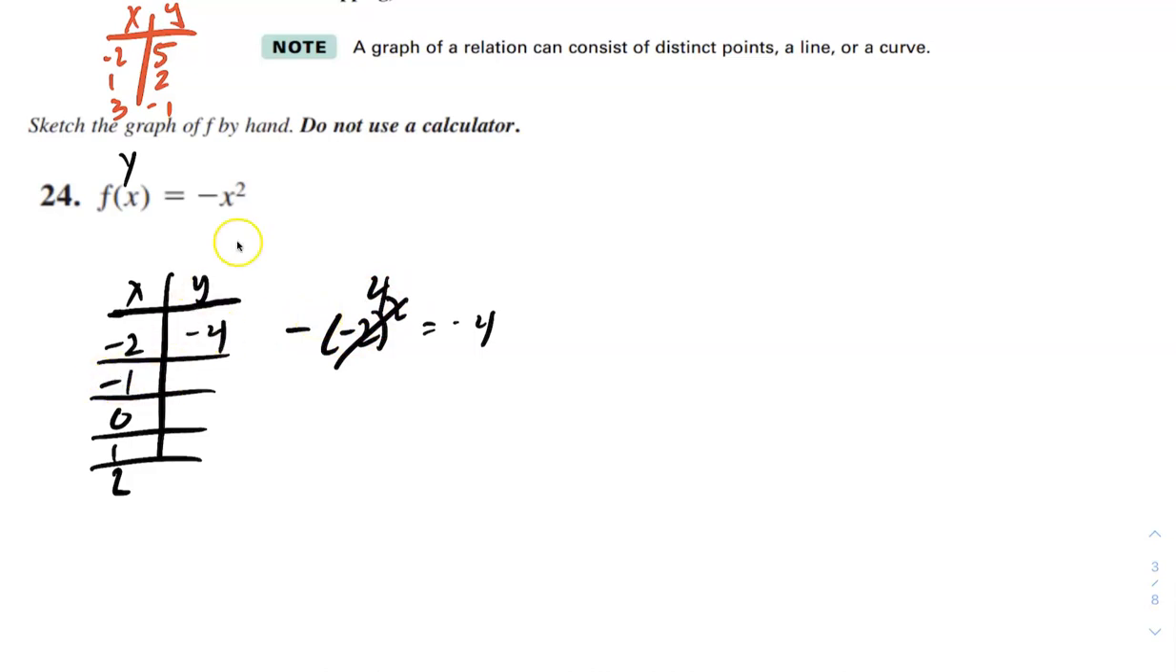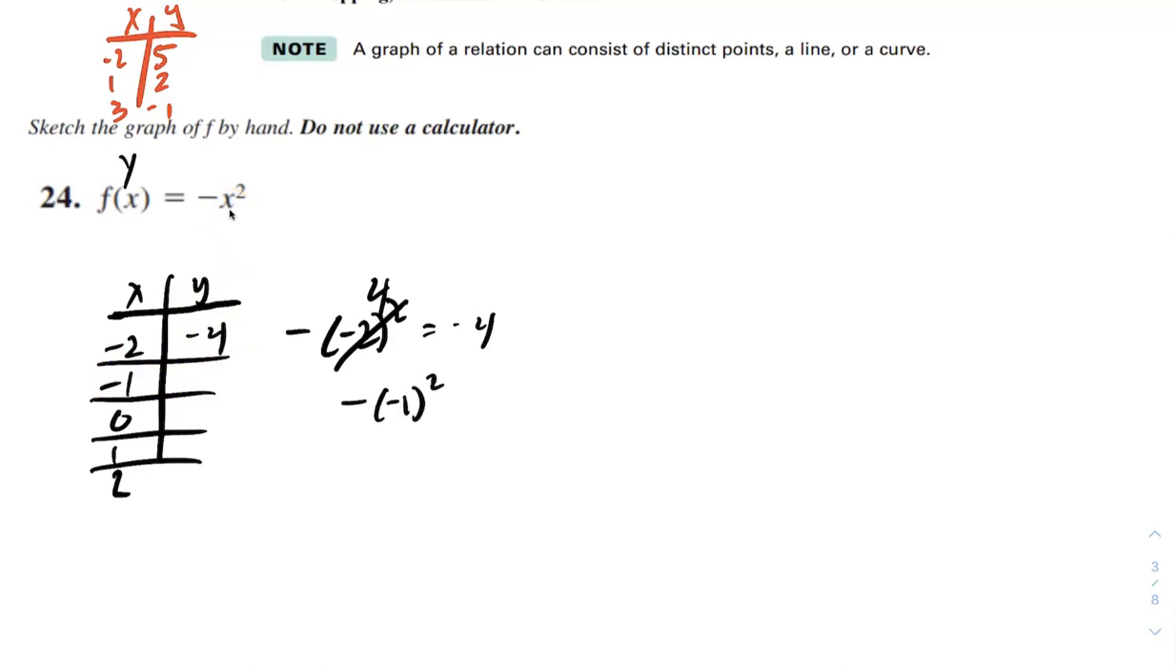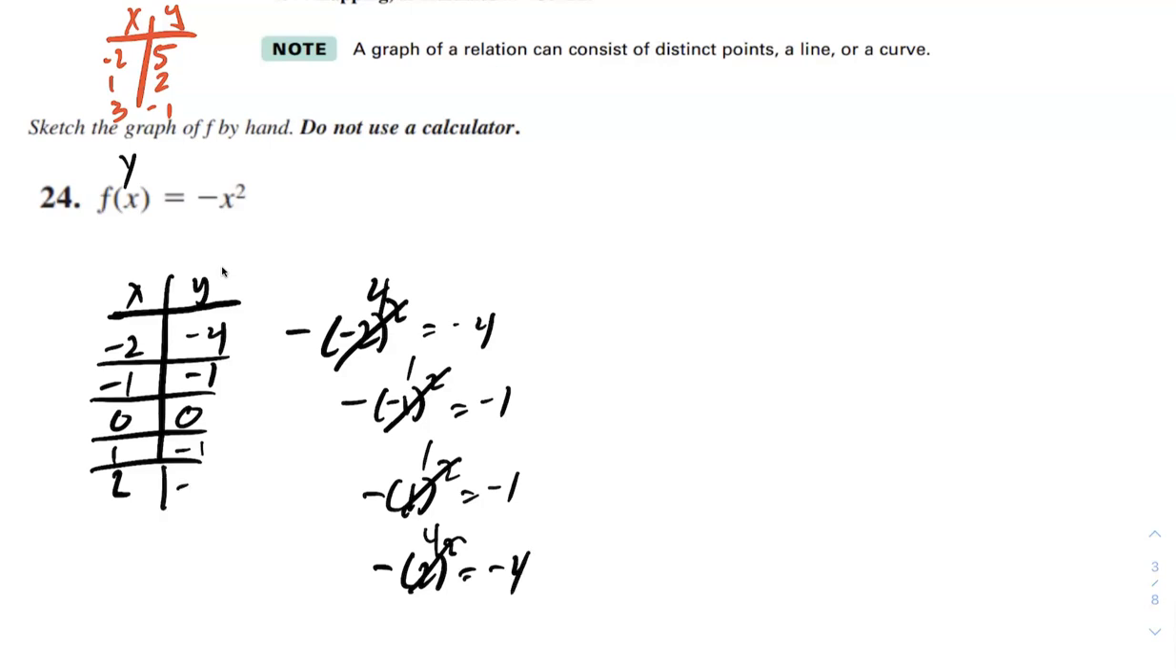Same thing with negative 1, plug in negative 1. That becomes 1, but there's still a negative on the outside, so negative 1. Substitute in 0, you just get 0. Substitute in 1. Well, that gets me 1, there's a negative on the outside. And the same thing when I substitute in 2. I get 4, but there's a negative on the outside.